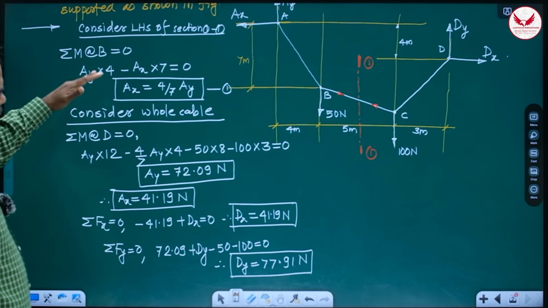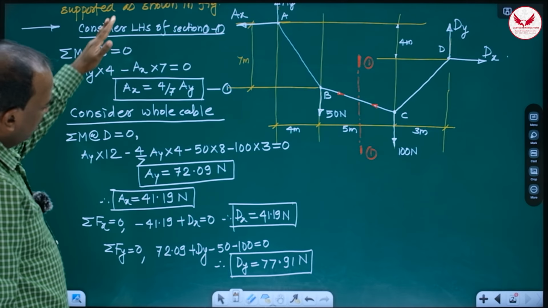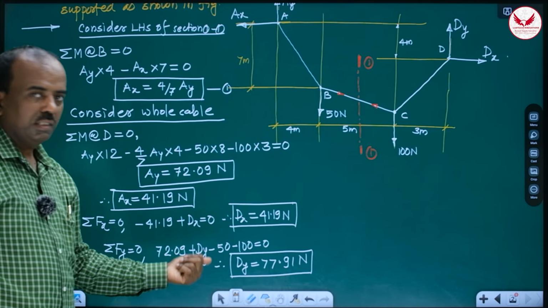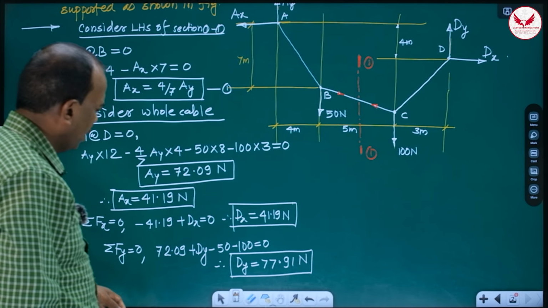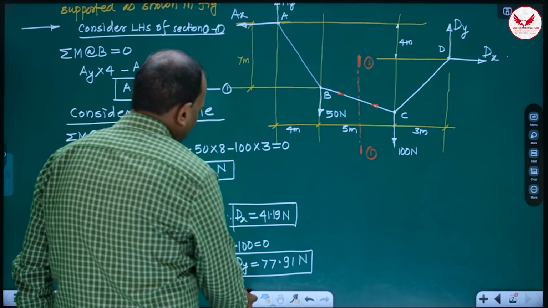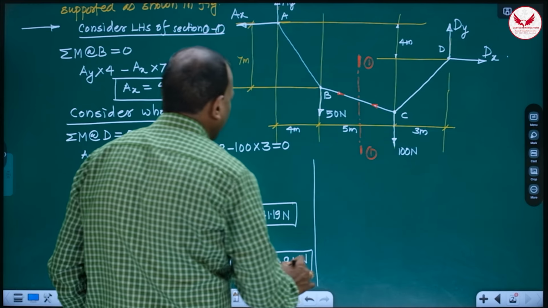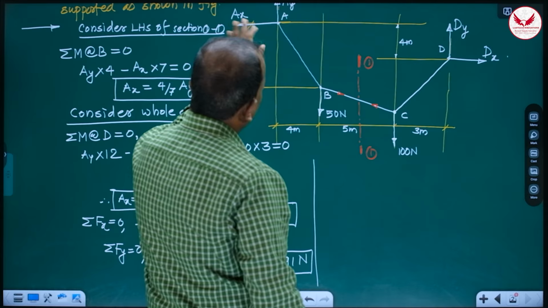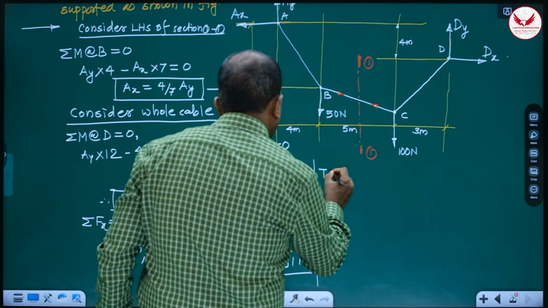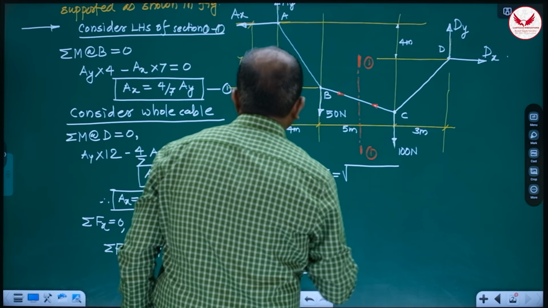Means this is whether supports are at same level or at different level. So initial step is getting Ax, Ay, Dx, Dy. Now we can answer anything. So here the tension in all the segments is asked. Then for that, first what I'll suggest, so once you are knowing this, at least tell the segment nearer to the supports. Means TAB and TCD, we can easily write.